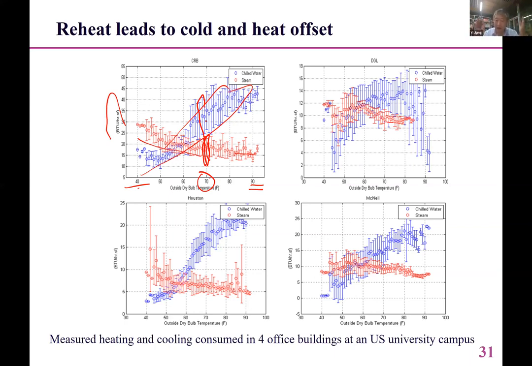You can find that no matter how hot it is outdoors in the summer, they still need heating. You see, they need heating even at 90 Fahrenheit outdoors. And in the winter, when it's very cold, they still need cooling. So at least 30% of the heating and cooling just offset each other, are lost, and are not really used by the building. That's also one of the reasons for the centralized system doing that.